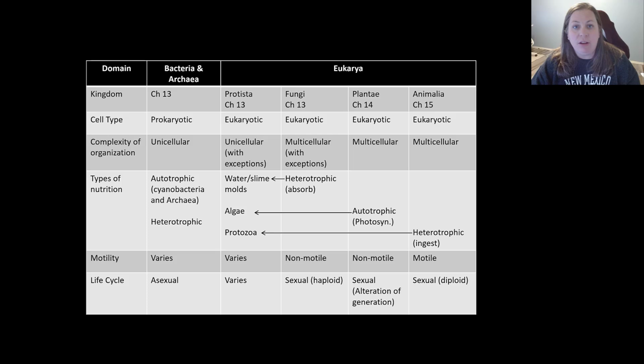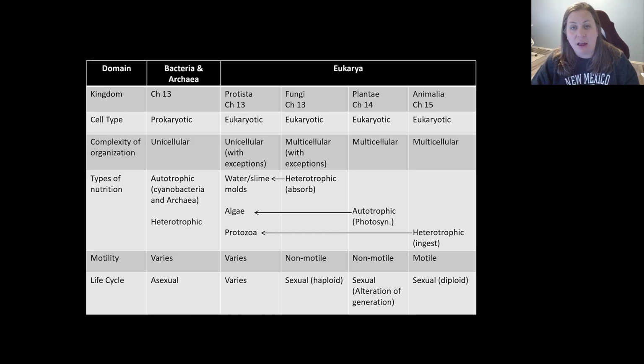The first group we want to look at is the bacteria and the archaea. These guys are going to be the prokaryotic cells. They're the ones, remember, that have no nucleus. They have no organelles, so they're very simple. There are two domains that fall into this category. There is archaea and there is bacteria. Okay, so those are the two that we're looking at. So they're prokaryotic cells.